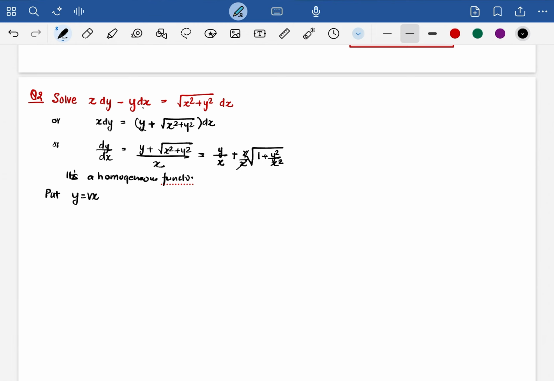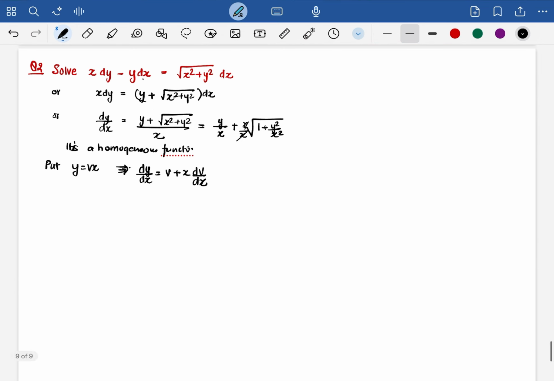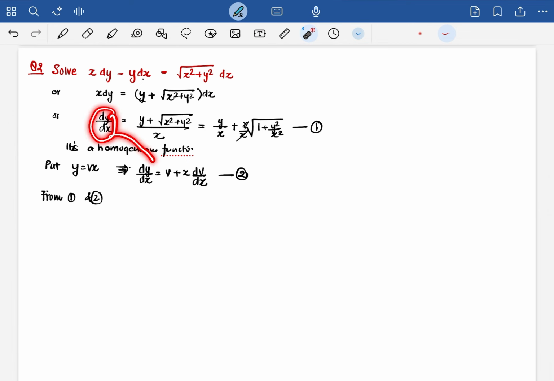For a homogeneous function, for solving dy by dx, what we used to do is put y equal to vx. And what does this correspond to? dy by dx corresponds to v plus x dv by dx. Let's say this is equation number 1. Now from equations 1 and 2, if we compare the left hand side, dy by dx would be replaced by v plus x dv by dx.